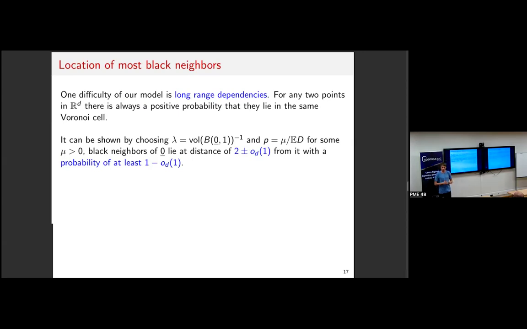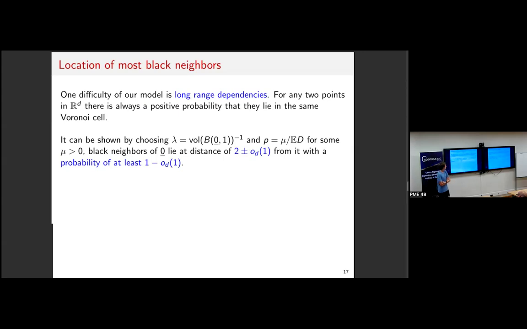But what you can do is, we can choose any lambda we want, right? Because the critical probability was independent of it. And what is very nice is if you choose lambda to be 1 divided by the volume of the unit ball, because then a lot of times things cancel out, and the expected number of points in a ball of radius r will be just r to the d, which a lot of times makes things quite easy to work with.